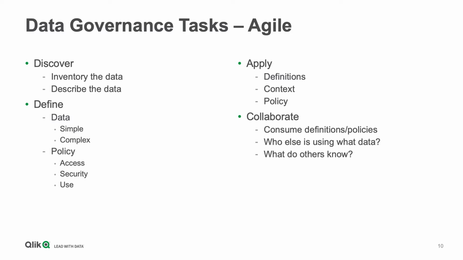Is it simple? Is it complex? Apply policies. Who can see it? Who can use it? What things need to be obfuscated? Applying that information for output. How do I go forth and use this information?